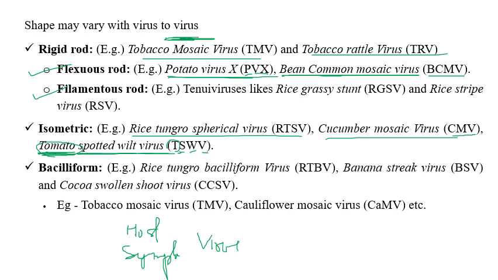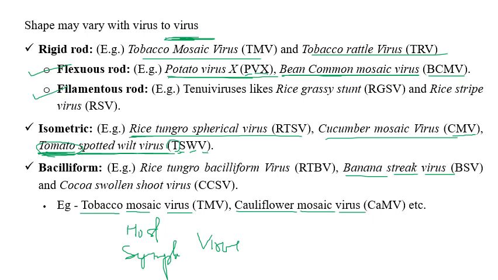You can take whatever it is. Cauliflower is the host, mosaic is the symptom produced by that particular virus, always ending with virus. Banana is the host, streak is the symptom, virus. Tobacco, host, mosaic, virus: host, symptom, virus. Whatever you take, it has the same type of naming. It always starts with the host, then symptoms, and the last always ends with virus.